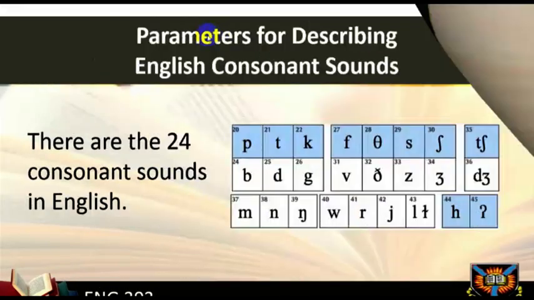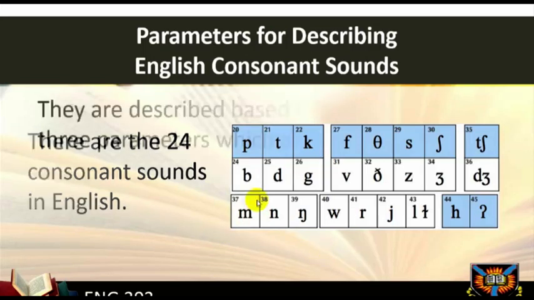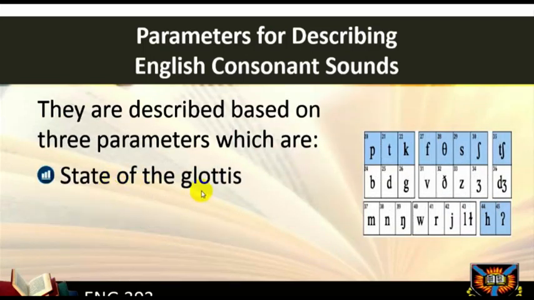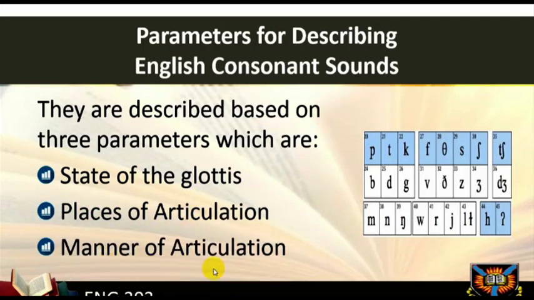Parameters for describing English consonant sounds. There are 24 consonant sounds in English. They are described based on three parameters, which are state of the glottis, place of articulation, and manner of articulation.